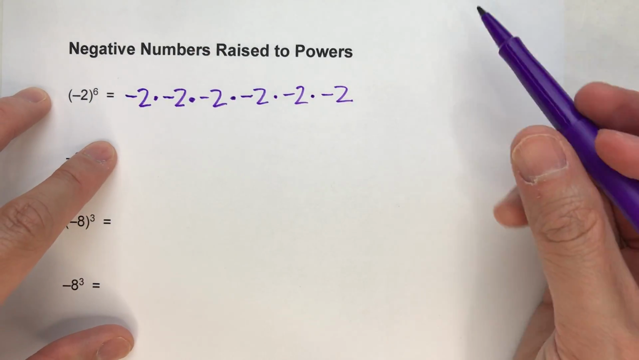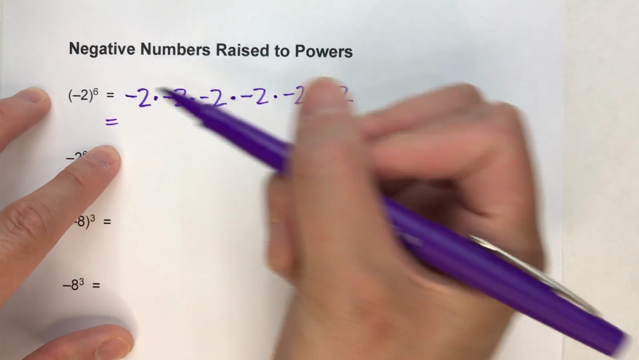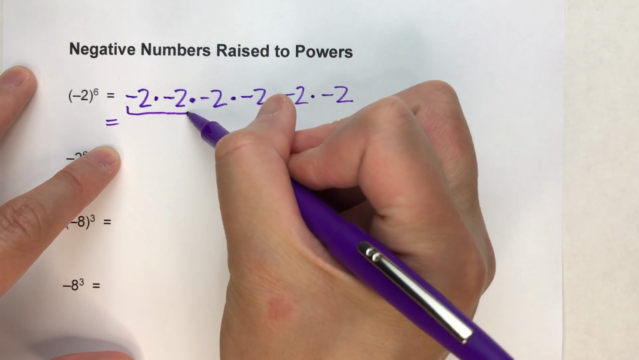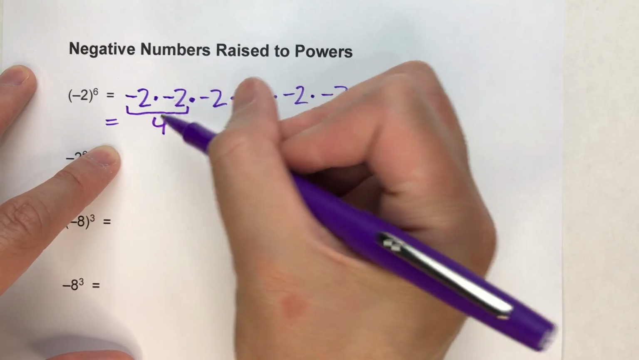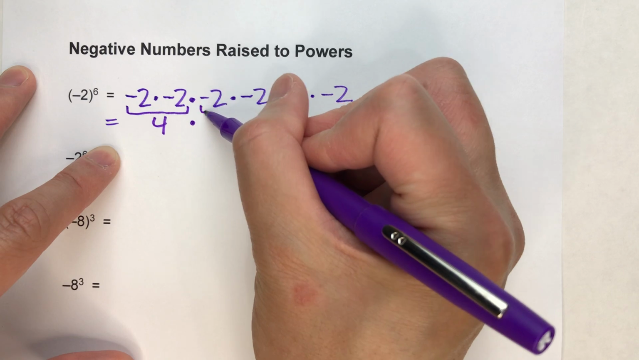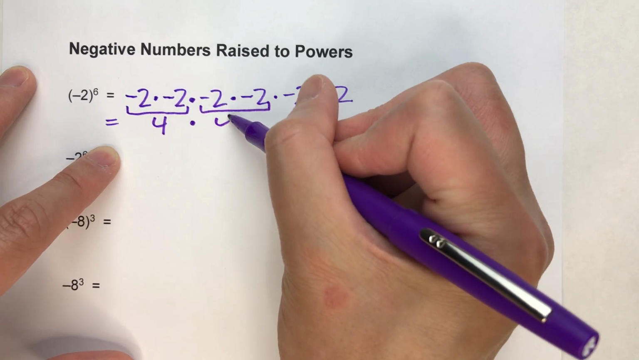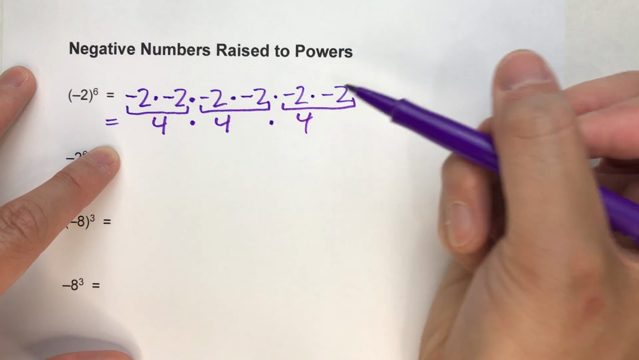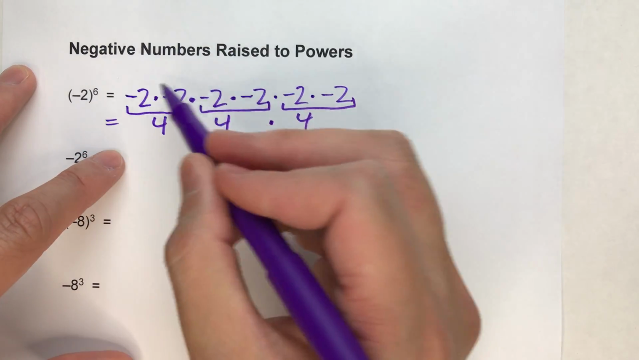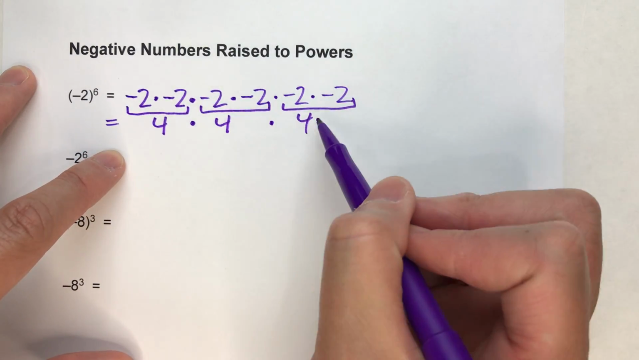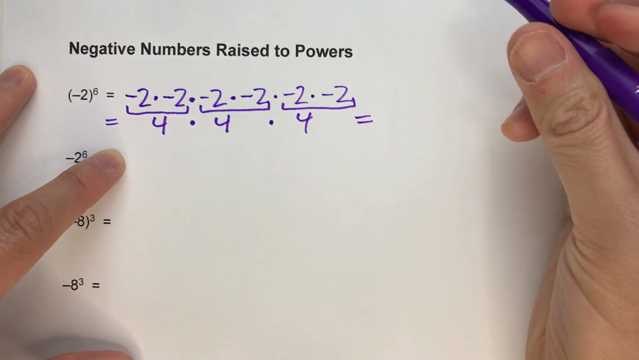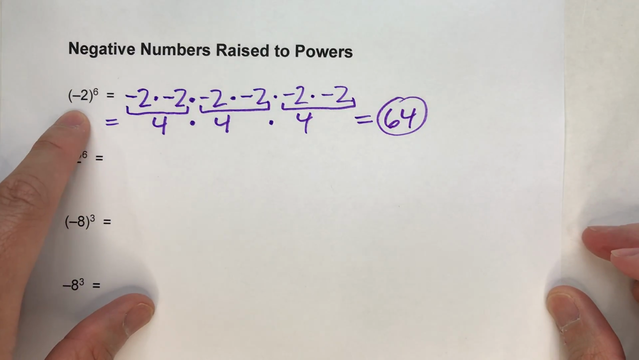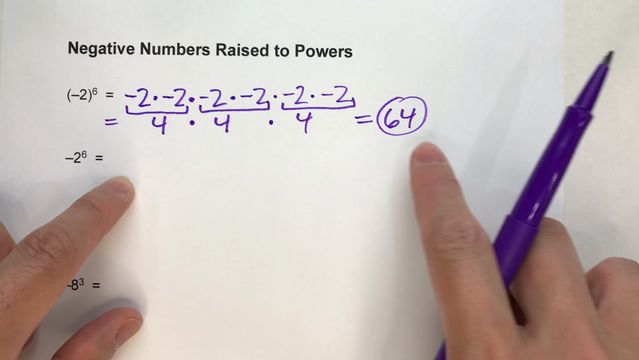All right, now if you're going to be multiplying these together, you've got to work carefully, but I like to pair them off here. A negative 2 times a negative 2 is a positive 4. A negative 2 here times a negative 2 here is another positive 4. Negative 2 times negative 2 is another positive 4. And look, basically, this whole thing simplifies to 4 times 4 times 4, which I know is 64. And there's the answer. So (-2) to the 6th power actually equals 64.